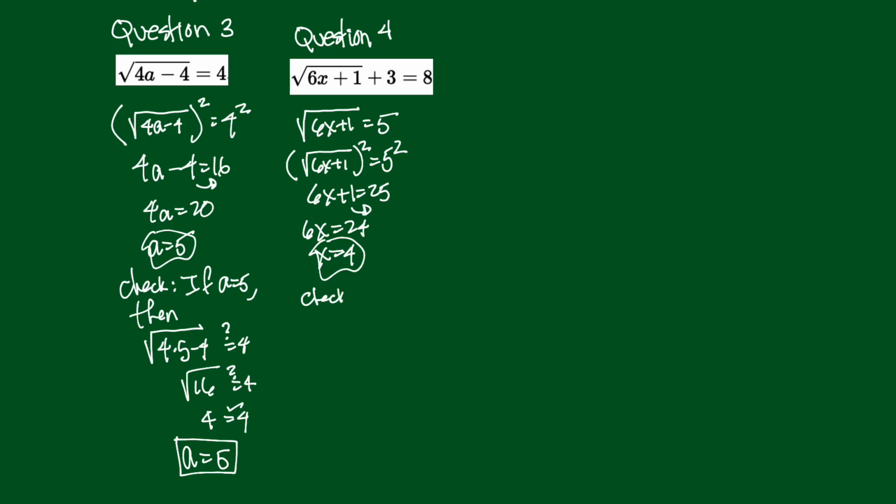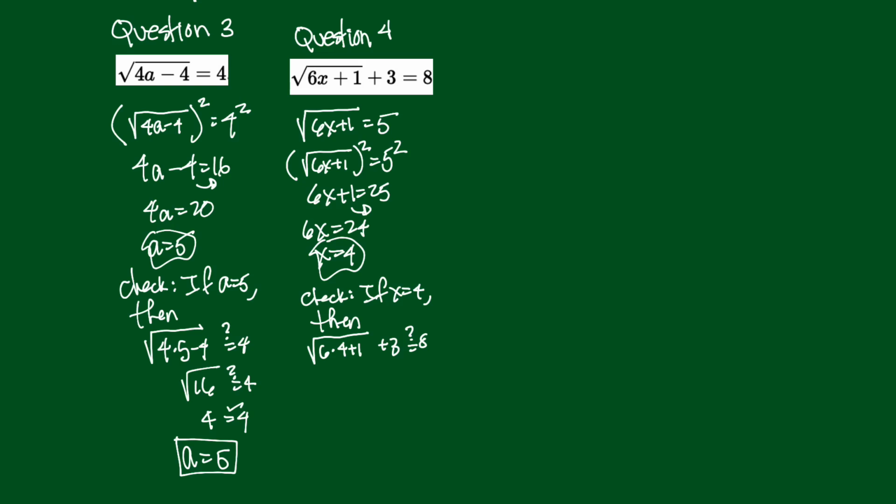We know we have to check it, so we will say if x is 4, then put that 4 right there, put that back into the original equation. We will get square root 6 times 4 plus 1, and then plus 3. We're asking, is that equal to 8?